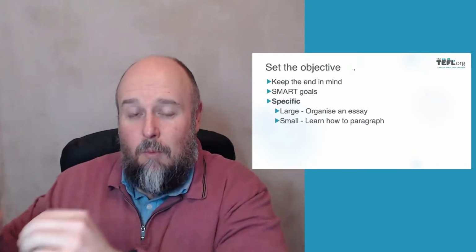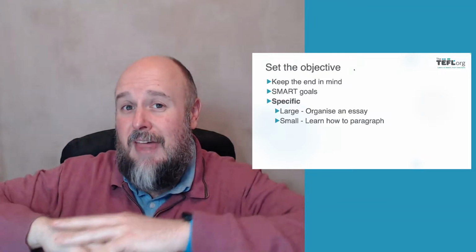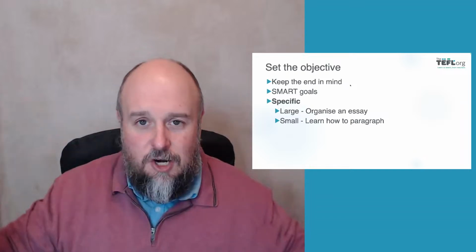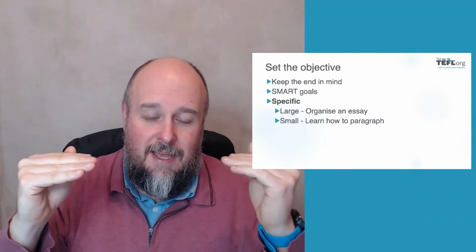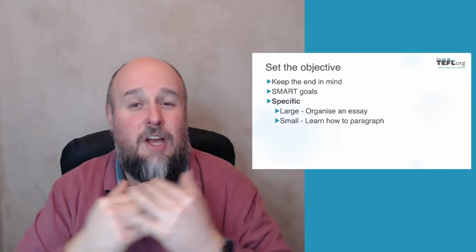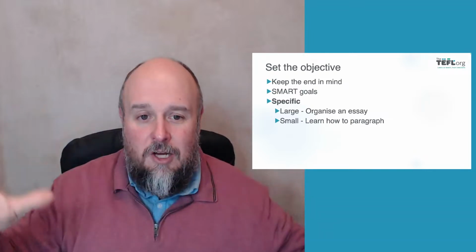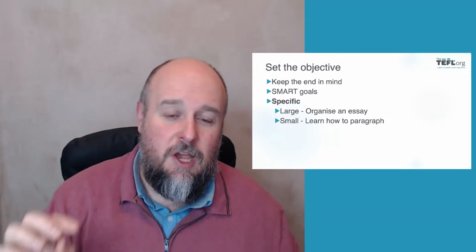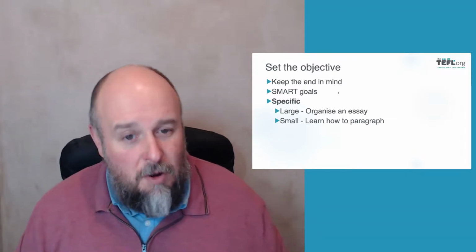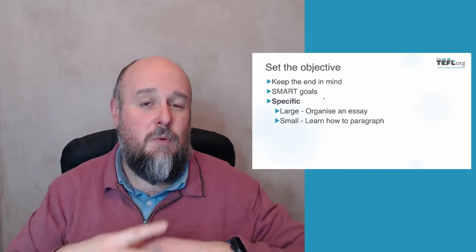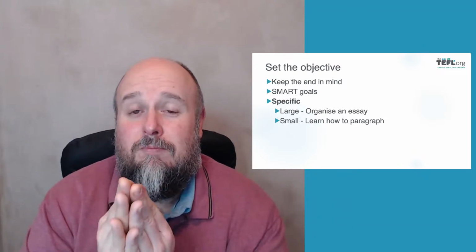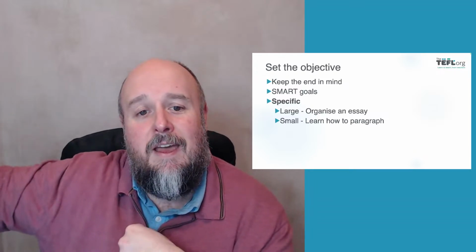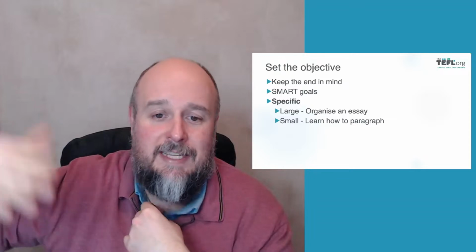Right. So what goal do they have? What goal do you have for them as a whole? For example, it might be organizing an essay. So their large goal might be to organize an essay coherently and cohesively. All right. That might be the large goal that you're aiming for. But you're not going to do that in 1 lesson. So what you might start with is a small specific goal, which would be to learn how to paragraph. So you might think in the syllabus, right, they need to organize an essay to pass their final goal. They need to organize an essay to pass the Cambridge exam.